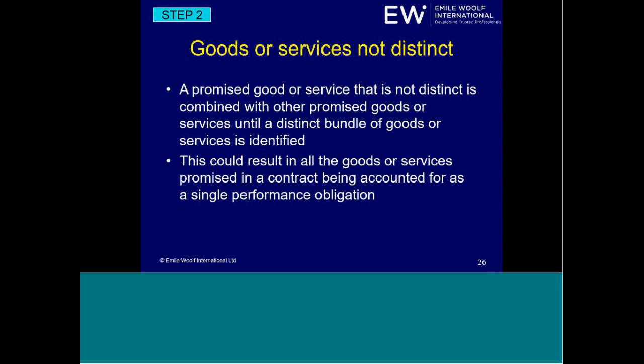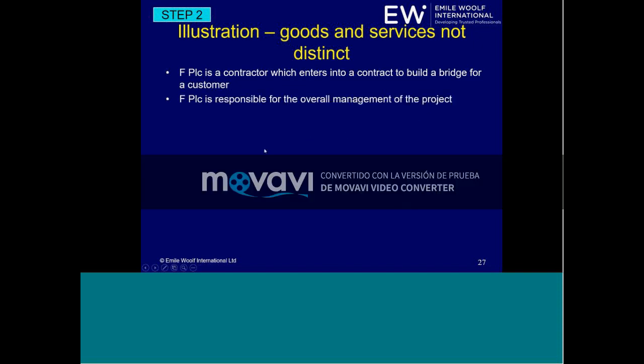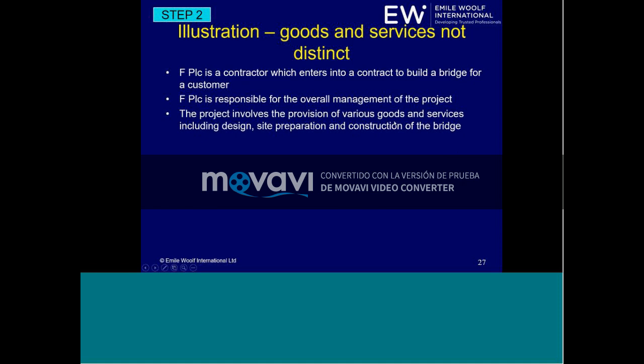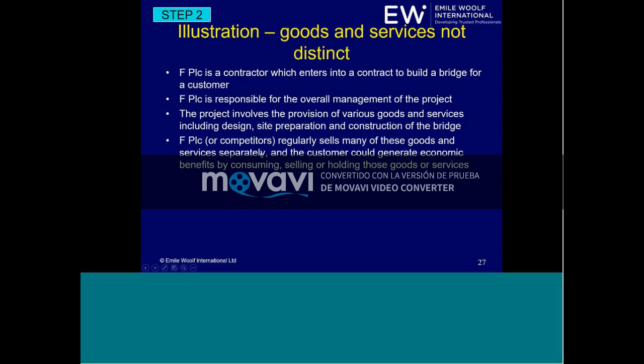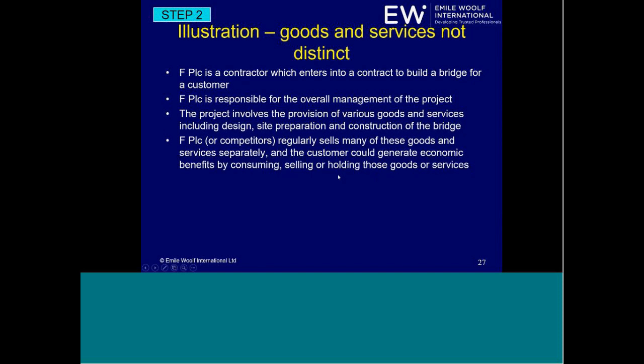F is a contractor. They enter into a contract to build a bridge, and the overall management of the project. The project involves the provision of various goods and services: steel, concrete, design, foundation, site preparation, construction. F, or indeed others in their industry, regularly sell steel, concrete, project management, and so on separately. And the customer could, academically perhaps, take delivery of concrete and then turn around and sell it. They could, in a sense, benefit from each of those elements.